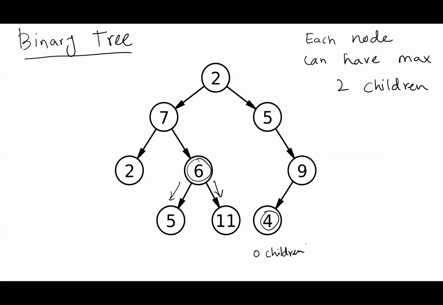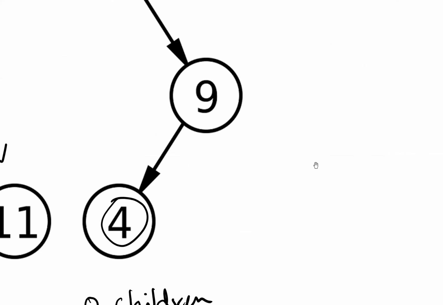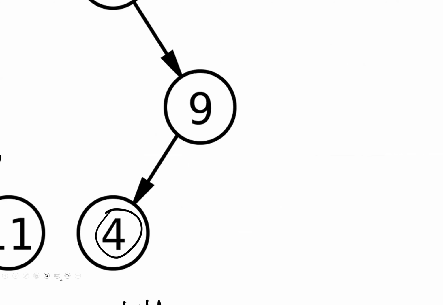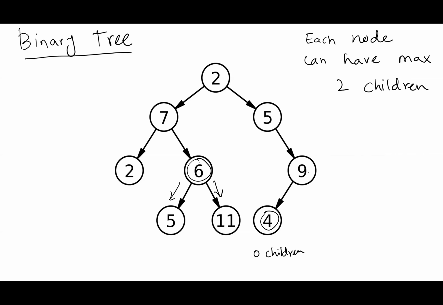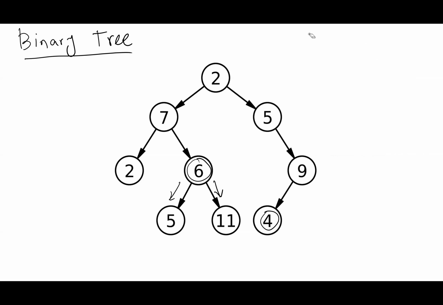That is fine. Or you see node 9 has 1 child, right? That is fine, you can have 0 or 1 children, but not more than 2. You see, none of the nodes have more than 2 children. That's why we call it a binary tree. And most of the problems that we are going to be solving are related to binary trees. Okay, so let's move on.